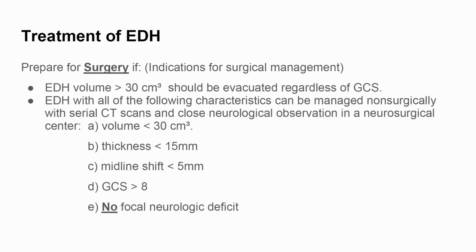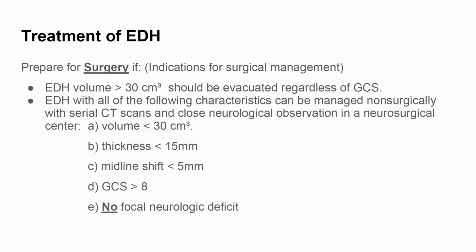Okay. To talk about the treatment of extradural hematoma, it is almost always surgical. So it is almost always to do a surgical evacuation, but there are some indications to this surgery. Okay, so what are the indications? If the extradural hematoma volume is more than 30 cubic centimeters, it should be evacuated regardless of the GCS. So if the patient is fully conscious, but he has extradural hematoma which is more than 30 cubic centimeters, this should be evacuated immediately.